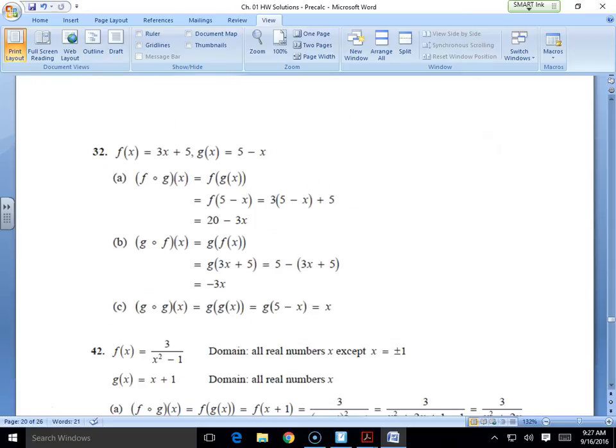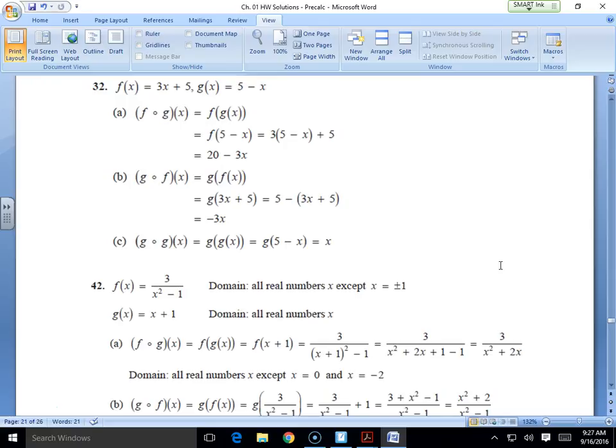Number 32. You draw your attention. A is 20 minus 3x. B is negative 3x. C is x by himself. Get the answers down. Don't have time to get to work. 20 minus 3x, negative 3x, x. Number 42.